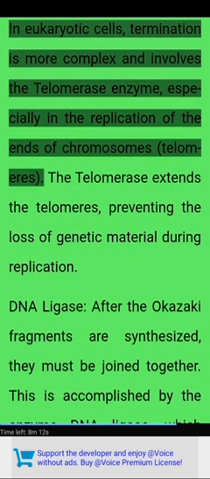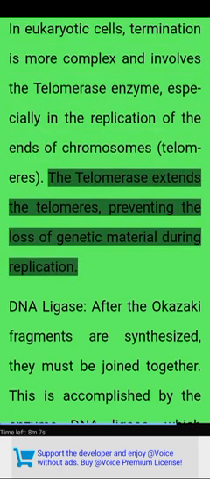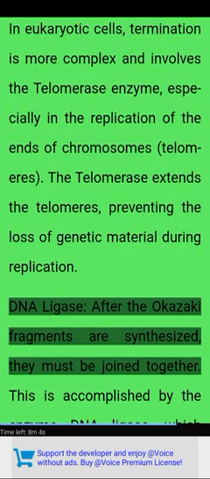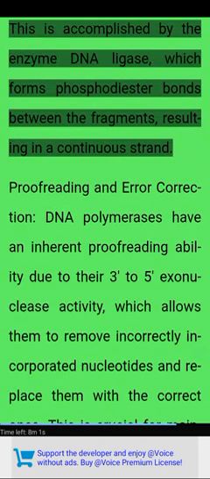In eukaryotic cells, termination is more complex and involves the telomerase enzyme, especially in the replication of the ends of chromosomes, the telomeres. The telomerase extends the telomeres, preventing the loss of genetic material during replication. DNA ligase. After the Okazaki fragments are synthesized, they must be joined together. This is accomplished by the enzyme DNA ligase, which forms phosphodiester bonds between the fragments, resulting in a continuous strand.